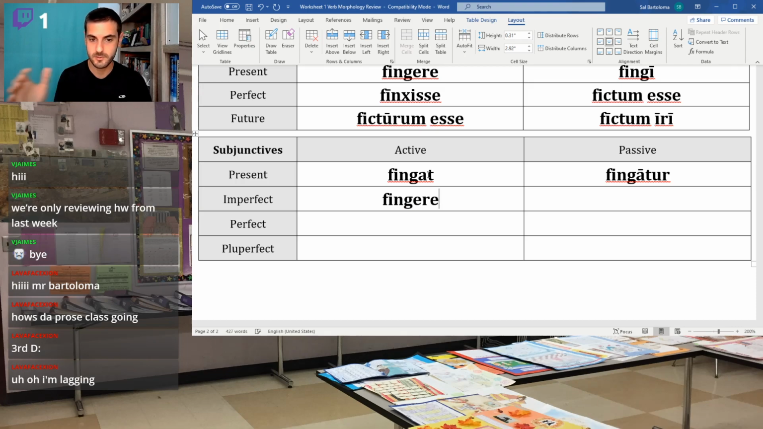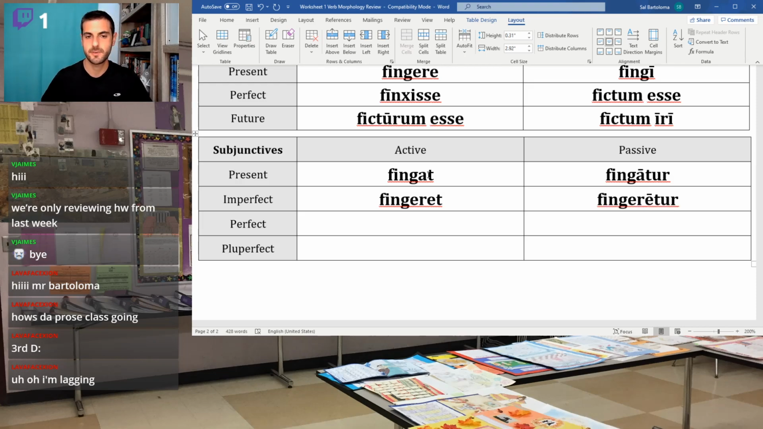Okay, fingat and fingatur. For the imperfect, that one's the easiest one to make. You take the second principal part, fingere, and you just add an ending to it: fingeret. And over here we get fingeretur. Those long marks that appear over on the passive side are pronunciation long marks, so don't worry too much about them.